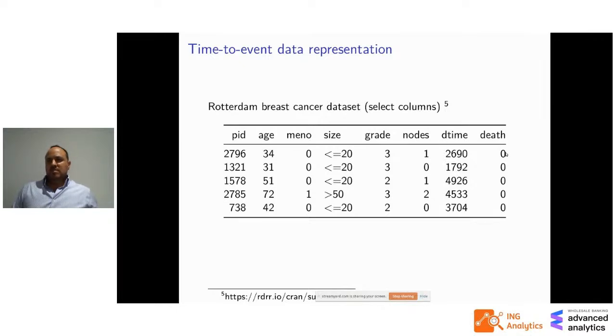And this is death here. They were all censored. So this person was censored after 2,690 days. But if anybody here had died, this would be a 1, and then you would know that that person died after 4,533 days, right? So this is how survival analysis data sets often look.